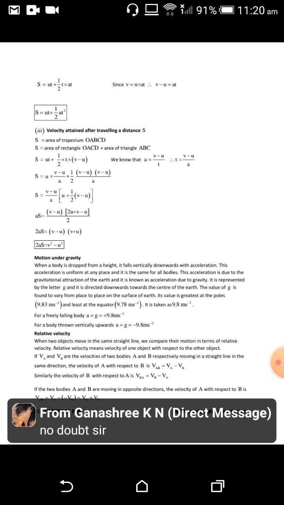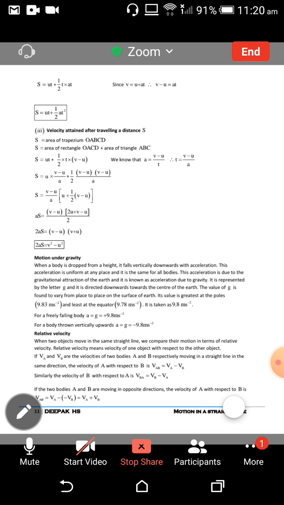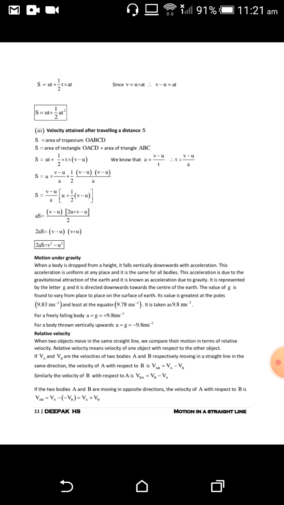Okay, fine. So next, coming to this relative velocity, as I said, if they ask the definition, it will be for 1 mark, or else it can be asked for 2 marks also, with these units, or for 3 marks also. So that is 1 mark for the definition of relative velocity, and 2 marks is for graphs for different cases. Okay, so let us see what this relative velocity means. When two objects move in the same straight line, we compare their motion in terms of relative velocity. So relative velocity means velocity of one object with respect to the other object.